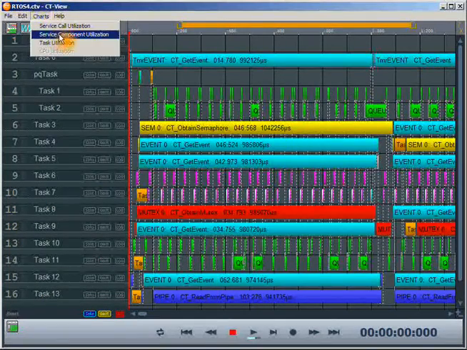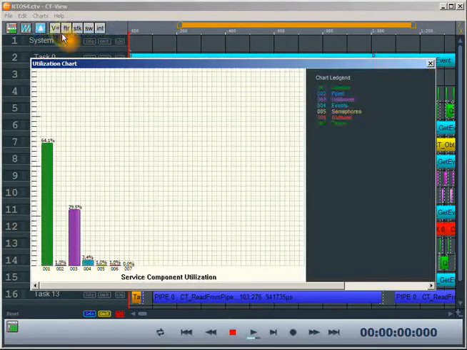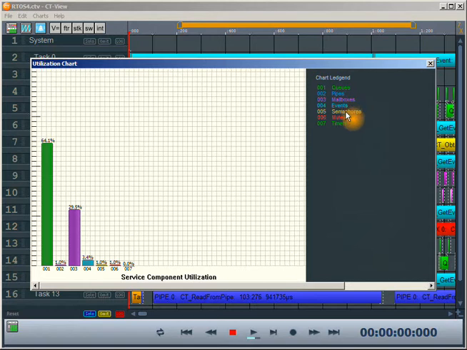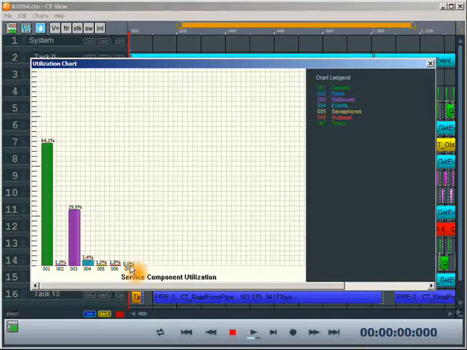And let's go to service component utilization. Now you'll notice that of the components that we have: queues, pipes, mailboxes, events, semaphores, mutexes, and timers. So the timer goes off once a second. We have one timer on there, so it's 0.0 something. We don't go into the hundreds. It's just a single decimal point percentage that we look at there.